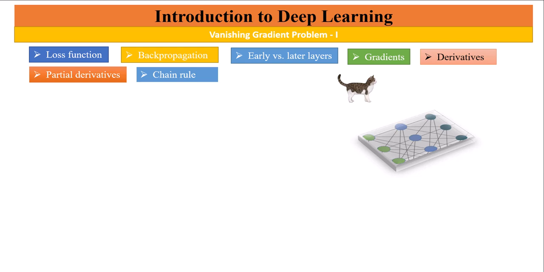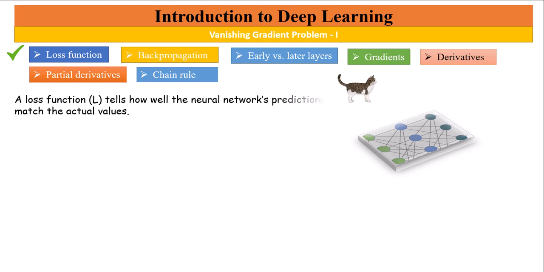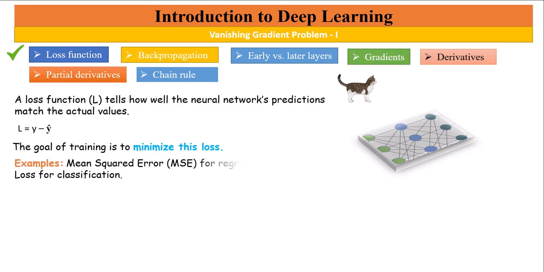Let's begin with the loss function. It measures how well the neural network's predictions match the actual values. It highlights the difference between the predicted output and the true output. The goal of training is to minimize this loss. Examples of loss functions are mean squared error for regression and cross-entropy loss for classification.